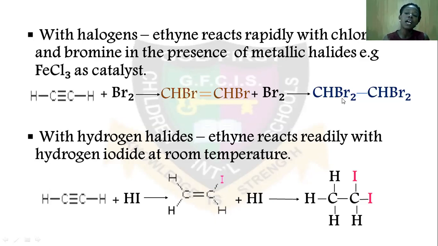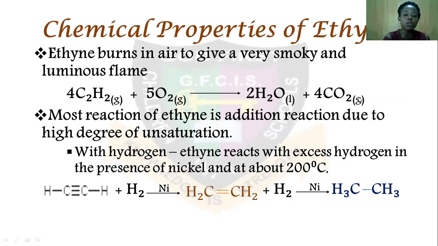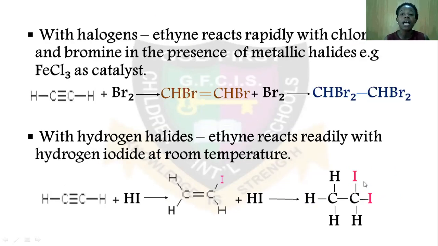1,1,2,2-tetrabromoethane. Now, in this case, you see that the triple bond was broken down to double bond, and then the double bond was broken down to single bond. So in each stage, the same thing with hydrogen. The triple bond was broken down to double bond, and then double bond broken down to single bond. The same thing with halogens.